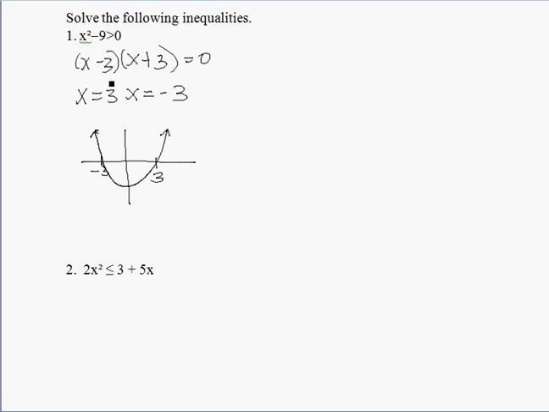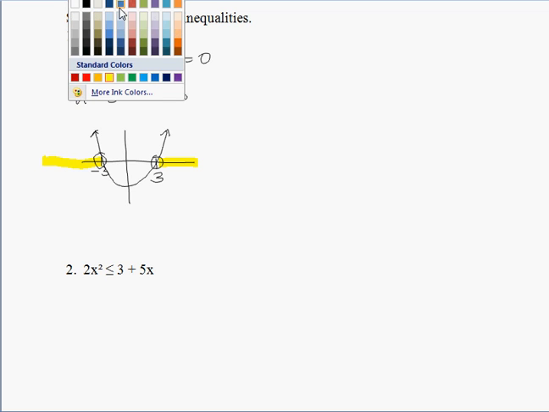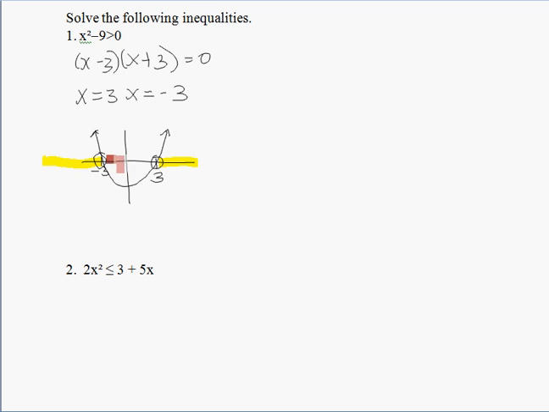Since it's greater than, we have open circles at negative 3 and positive 3. So therefore we're not going to be including those points on the graph. And we want to know, when is the function positive? Well, the function is going to be positive for these x values to the left of negative 3, and the function is going to be positive for these x values greater than 3.